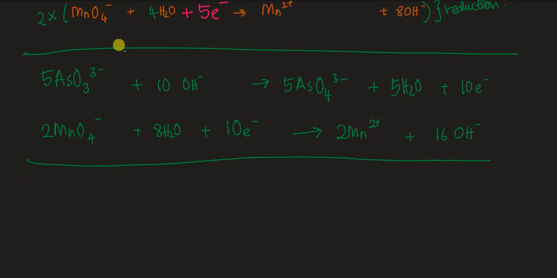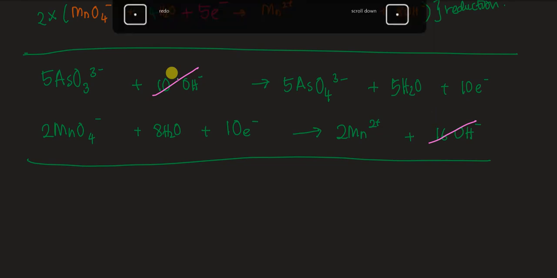Okay, so now let's have a look at the top equation here. In this equation we have 10 hydroxide on the left hand side, and in the bottom equation we have 16 hydroxide on the right hand side. So these two terms can be cancelled out. So I'm going to cancel this 10 and cancel this. So 16 minus 10, we will be left with 6 hydroxide ions.